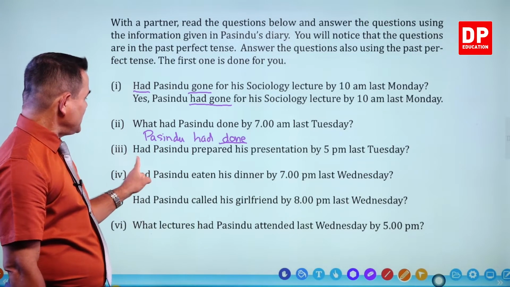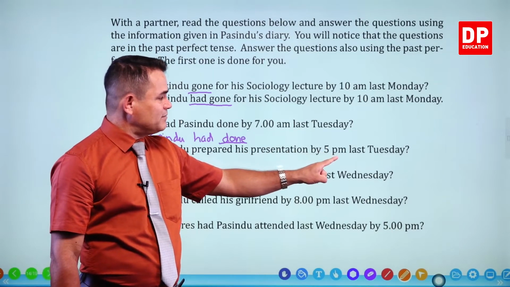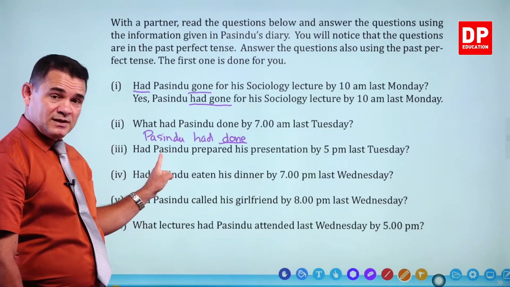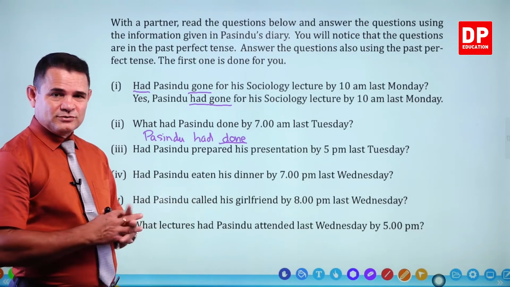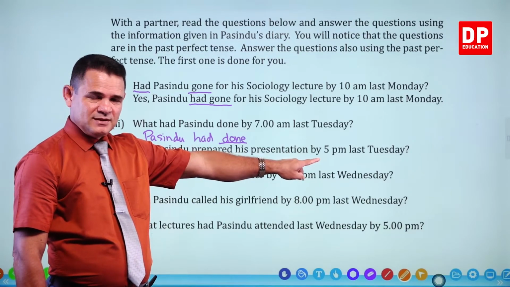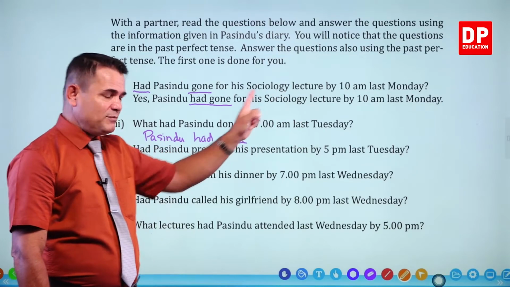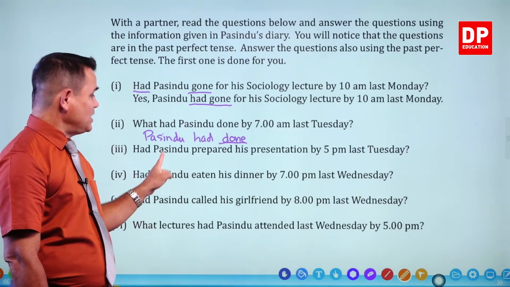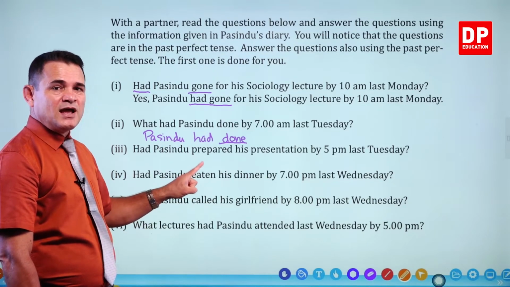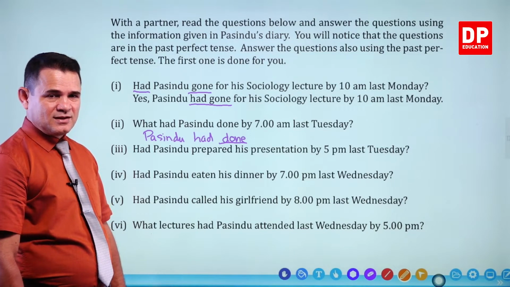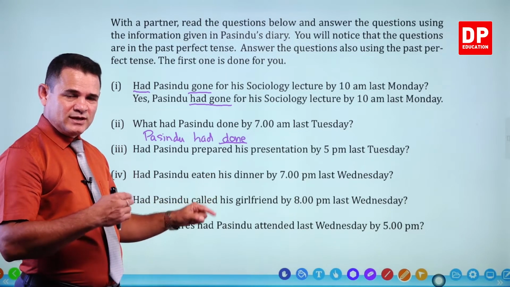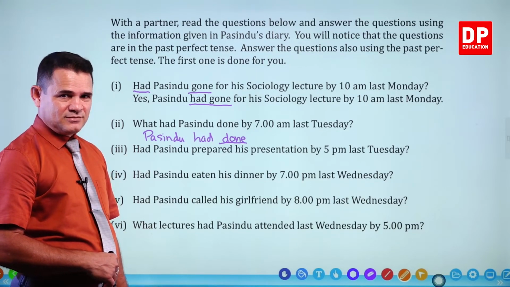Right? Next one, had Pasindu prepared his presentation by 5 p.m. last Tuesday? Had he prepared the presentation by 5? Yes or no? Look at the diary. Before 5, past point and before past, that is what we are asking. Your answer: yes, Pasindu had prepared. Otherwise no, Pasindu had not prepared. For negative, had not. Look at the diary and answer.